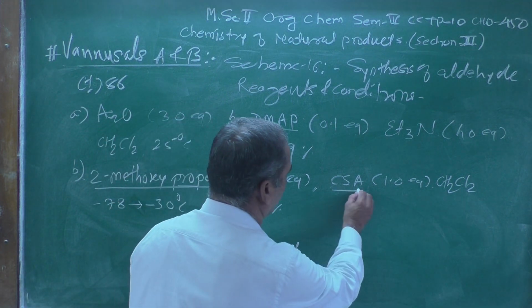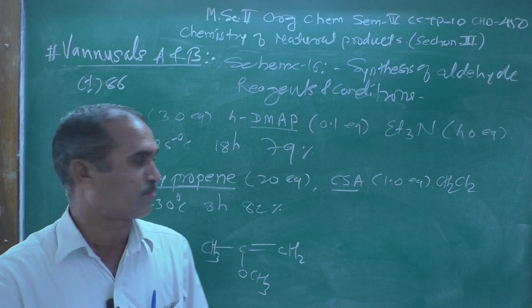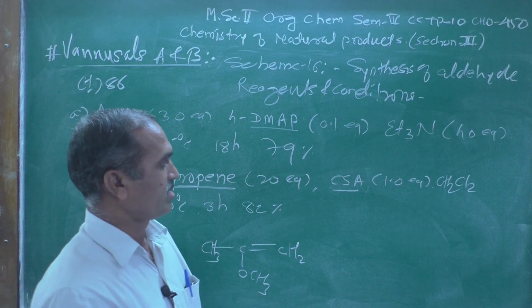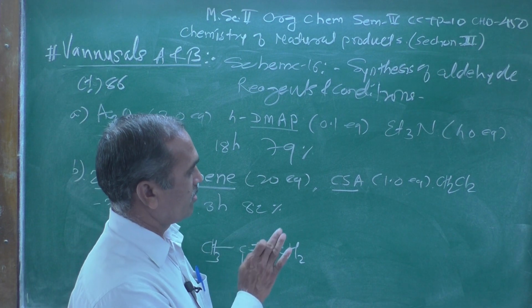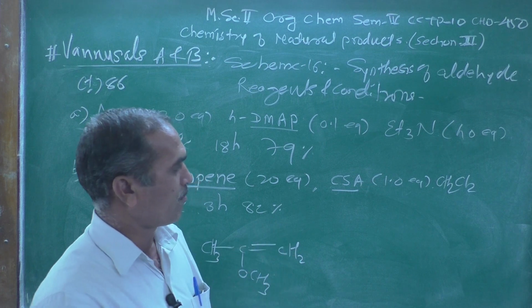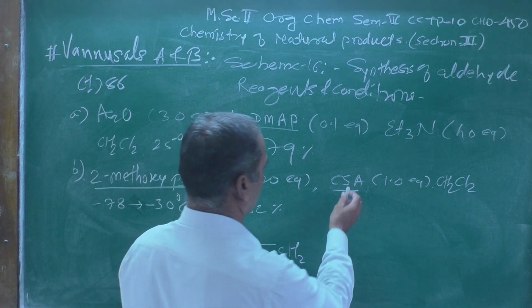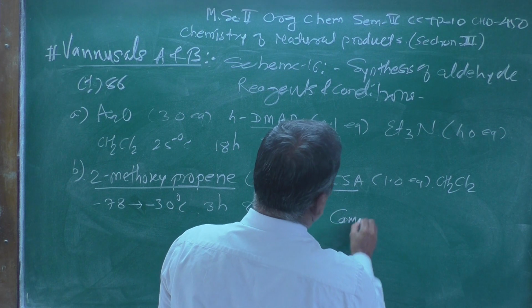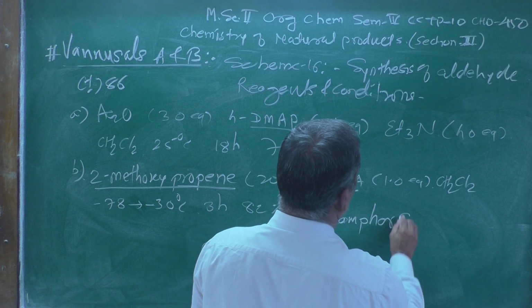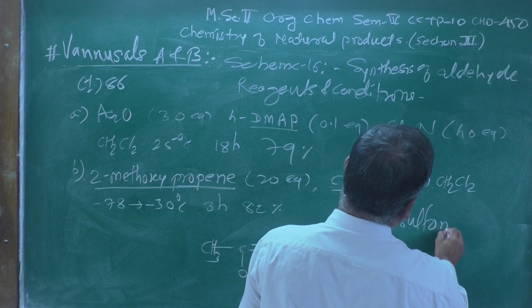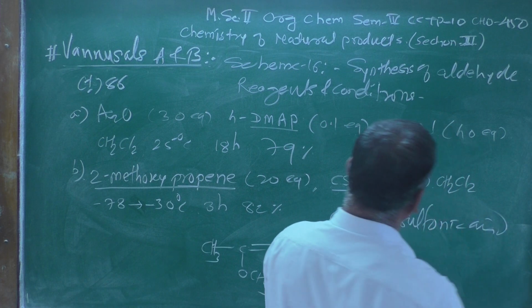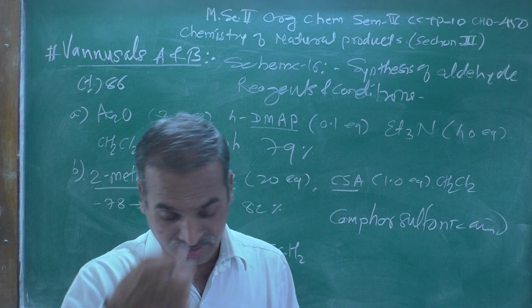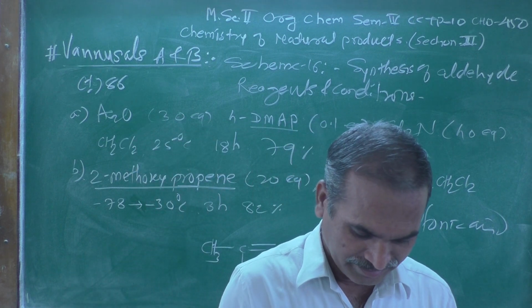And now look here at CSA. What will be the full form of CSA? CSA is nothing but camphor sulfonic acid, which is the full form of that reagent.